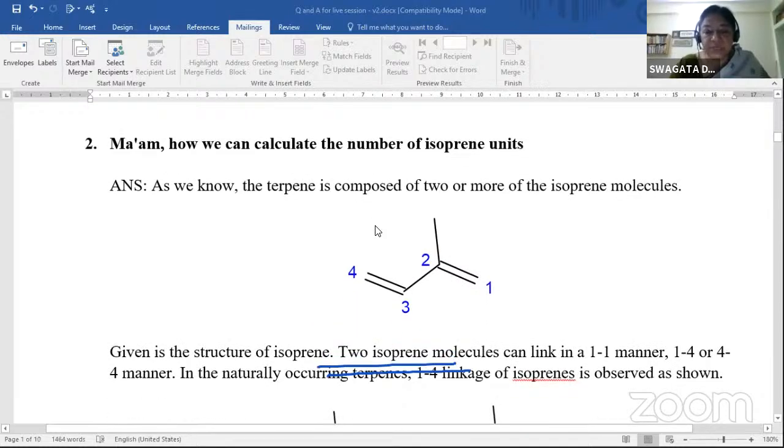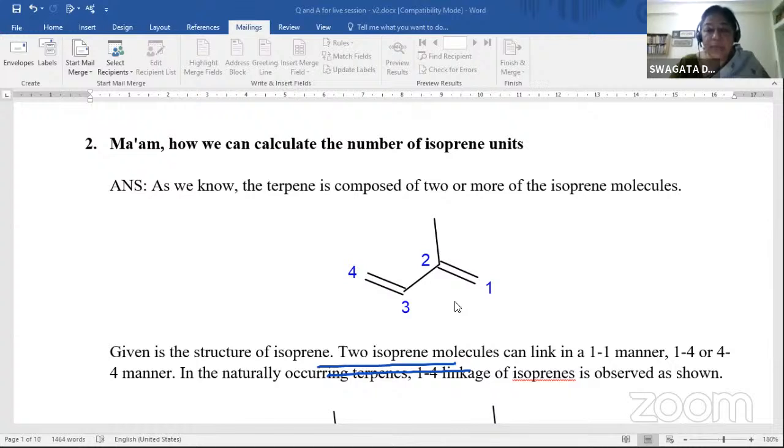Now, what is this isoprene unit? We see that there is a double bond here, then a single bond, and then a double bond. So this is numbered 1, 2, 3, 4. Now, when we link these two together, they can be linked in a 1-1 manner, or in a 1-4 manner, or in a 4-4 manner.